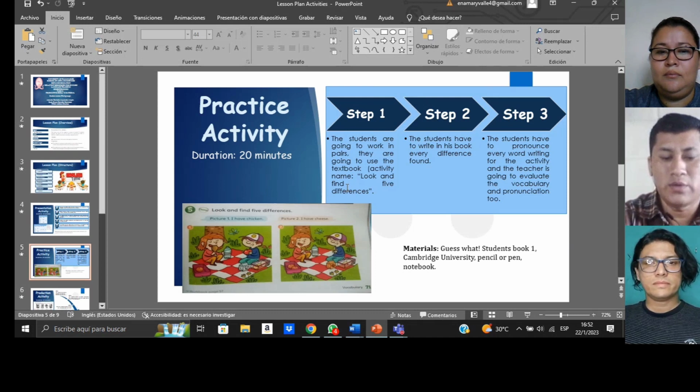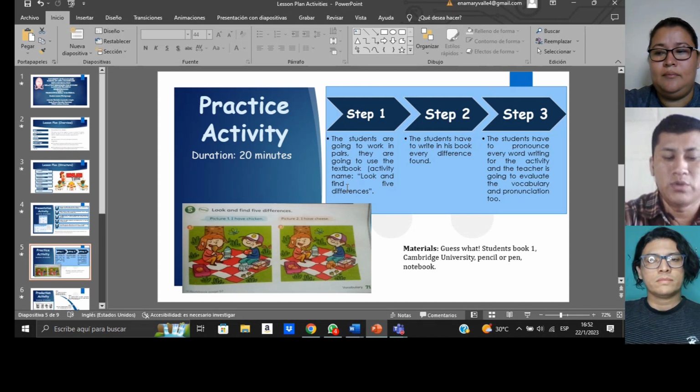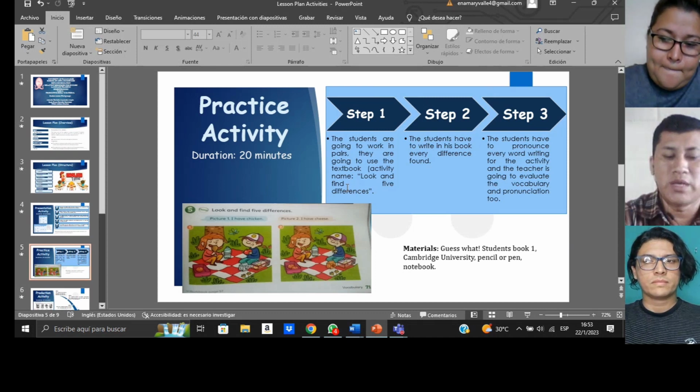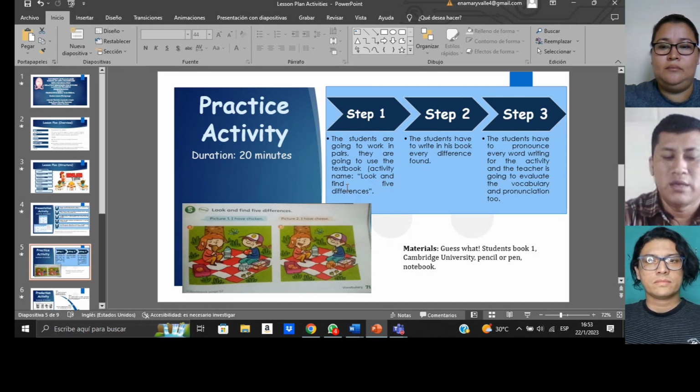For example, we have picture 1 and picture 2. The students have to find the differences. The students have to write in their book every difference found. The students have to pronounce every word written for the activity, and the teacher is going to evaluate the vocabulary and pronunciation too. This activity is designed for evaluating what has been learned in class.